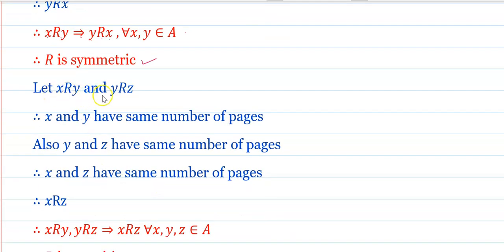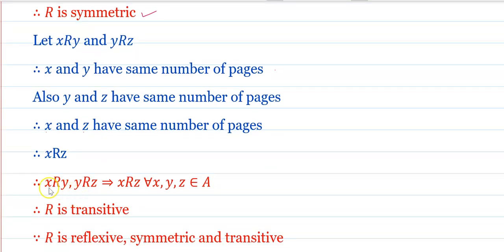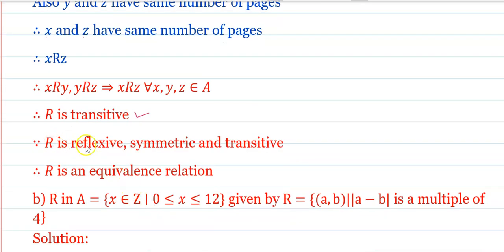Next, xRy and yRz. x and y have the same number of pages. Also, y and z have the same number of pages. It implies that x and z have the same number of pages, that is xRz. Hence xRy, yRz implies xRz for every x, y, z belongs to capital A, and hence R is transitive. Therefore R is reflexive, symmetric and transitive, and hence R is an equivalence relation.